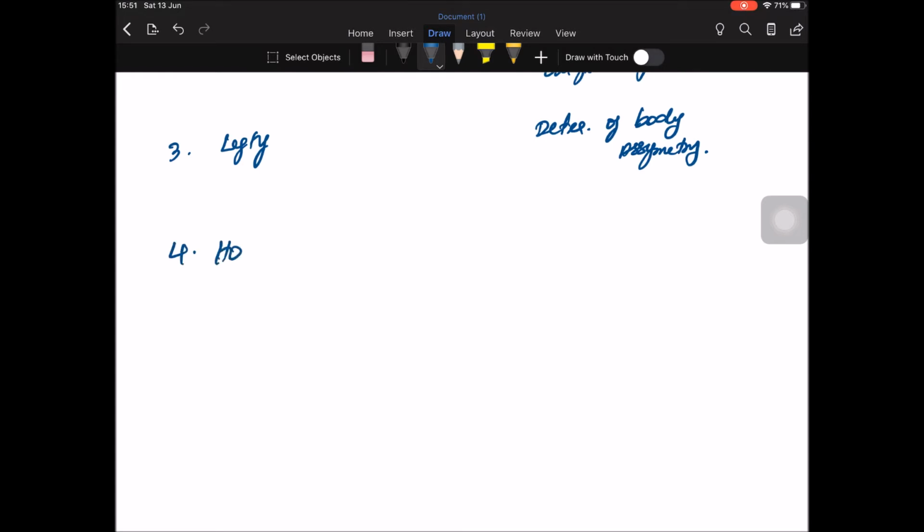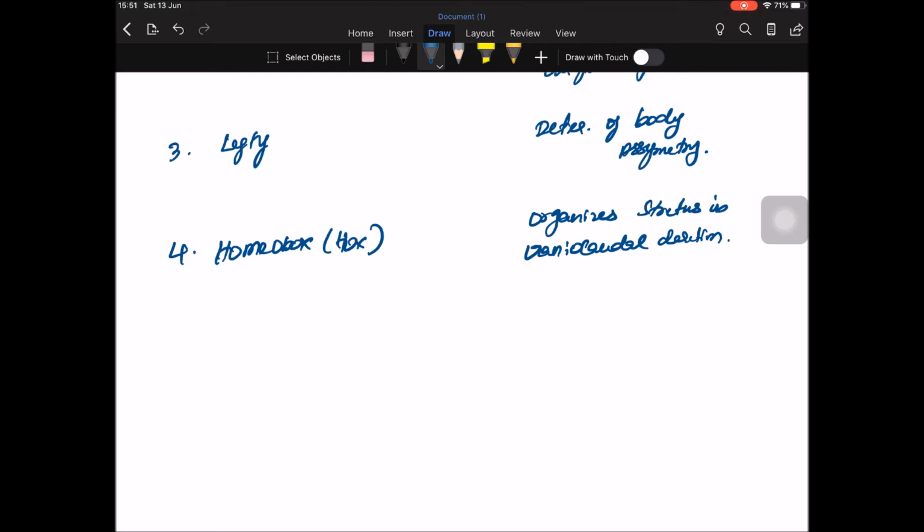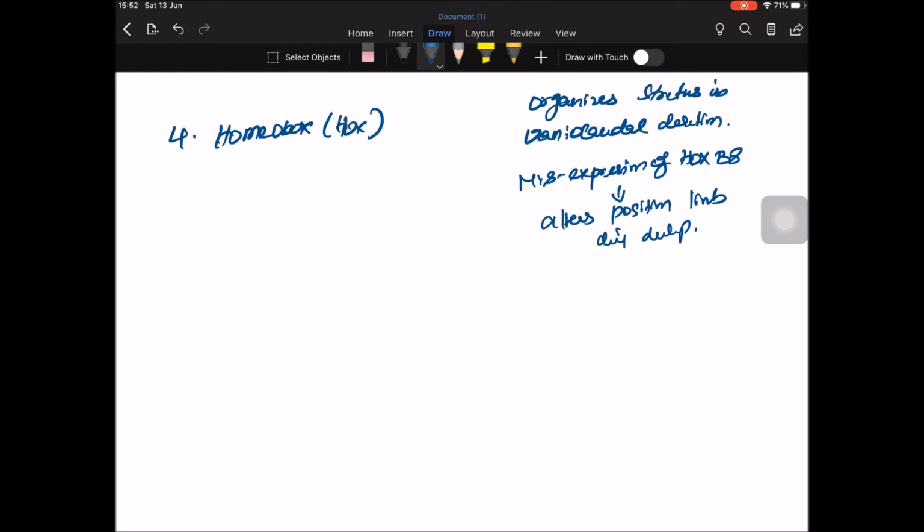And then the next one is homeobox, HOX. This helps in organizing the structures in a craniocaudal direction. When there is a misexpression of the HOXB8 gene, there is alteration of the position of the limb during development.